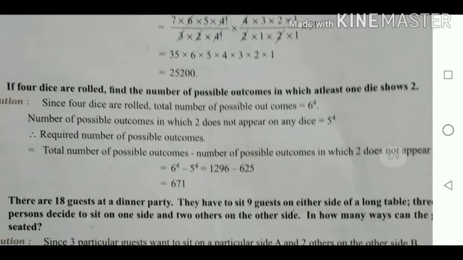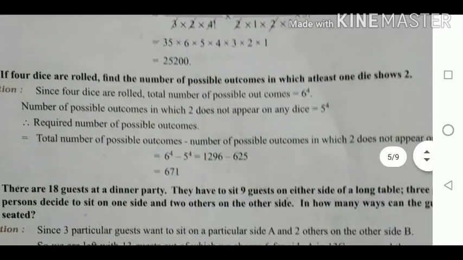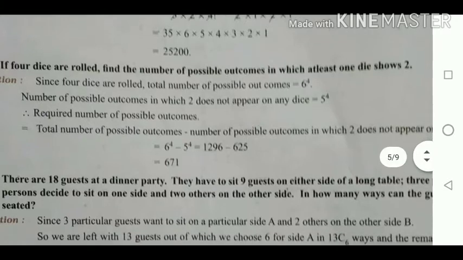If 4 dice are rolled, find the number of possible outcomes in which at least one die shows 2. Here they are rolling 4 dice. Since 4 dice are rolled, the total number of possible outcomes is 6 power 4.